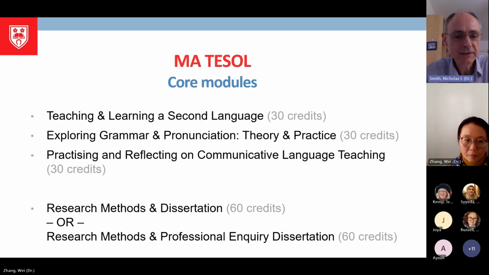Okay, next slide, please. So just to highlight the structure of the programs, there are 3 30-credit modules on the MA TESOL. You can see them here. The third one, Practicing, Reflecting, Communicative Language Teaching, is the practical one I was highlighting earlier. And then for your project, your dissertation, you can choose either the traditional one or, as I mentioned, the professional inquiry version, which is built more around your teaching development.